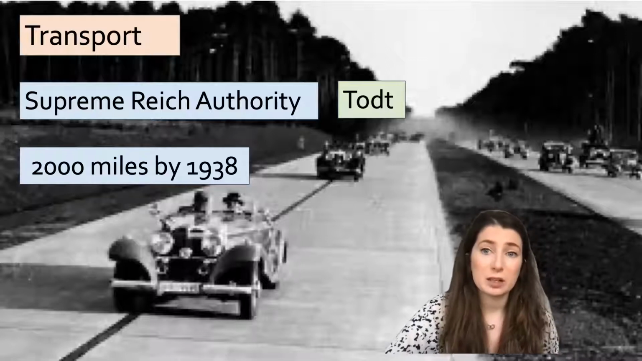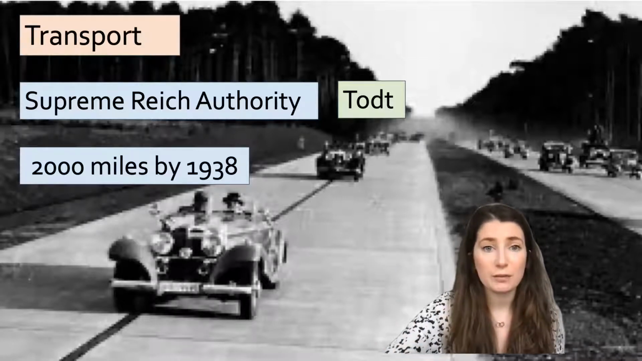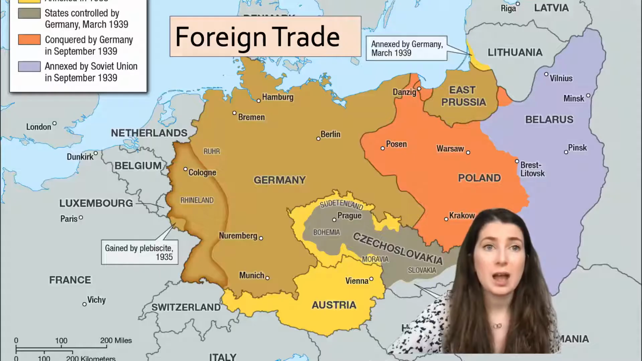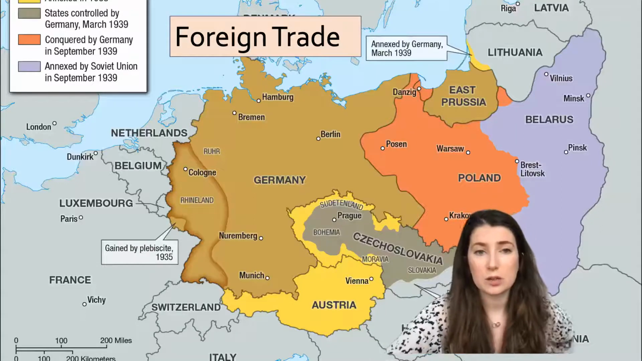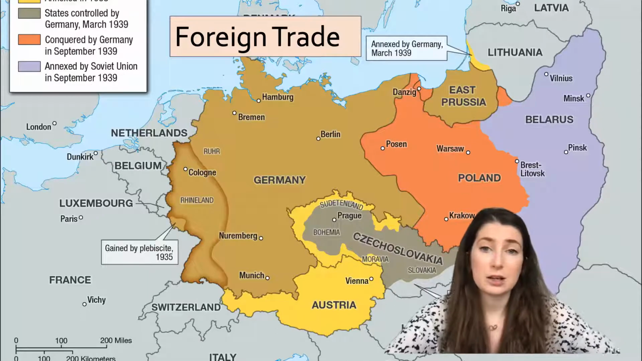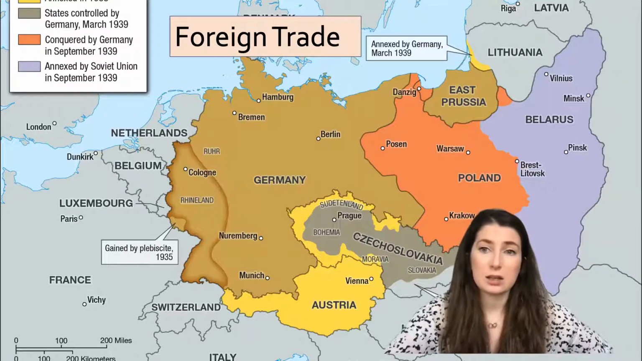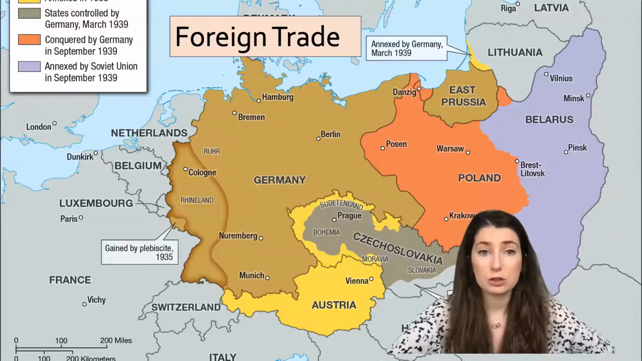Railways, on the other hand, were neglected and were under increasing pressures because they had to supply factories, transportation of troops, and also the later transportation of Jews. Now, if we look at foreign trade as a third section, there is no real major growth in foreign trade during the 1930s, and less importance is given to external trade.